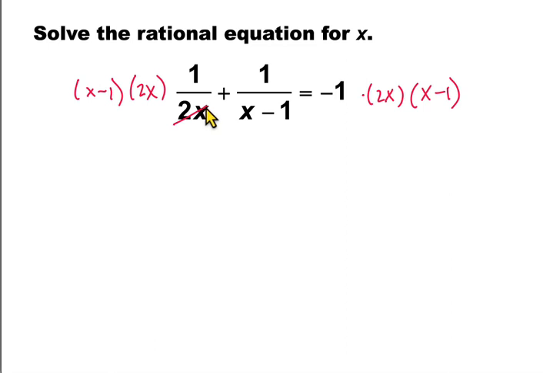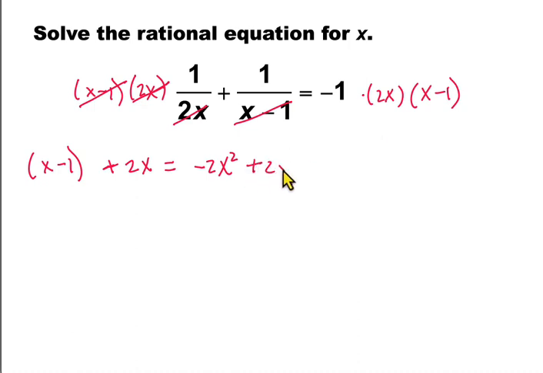So on the left side, we get the 2x terms dividing out, and we're left with 1 times x minus 1, or x minus 1 here, plus the x minus 1 terms divide out, and you're left with 2x times 1, or 2x. That's on the left side. On the right side, we distribute the negative 1 and the 2x to these terms. So we get negative 2x squared minus 2x times minus 1 is plus 2x.